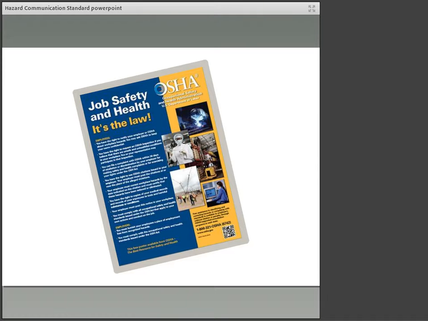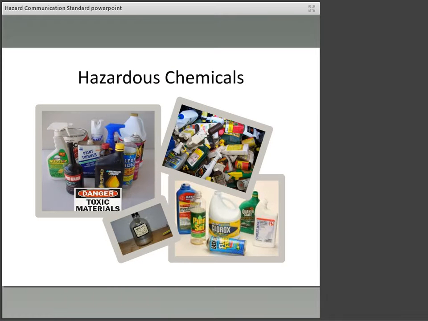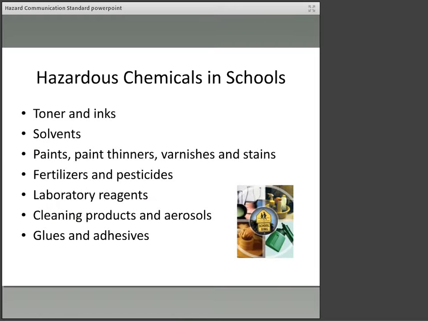So, what is a hazardous chemical? Well, a hazardous chemical is any chemical that is classified as a physical or health hazard, combustible dust, or an agent that can cause suffocation or spontaneously ignite on contact with air. We're surrounded by hazardous chemicals, including chemicals in schools that might include toner, some inks, paint products, fertilizers, chemical reagents in our science classrooms and labs, some cleaning products, and certain types of glues and adhesives.